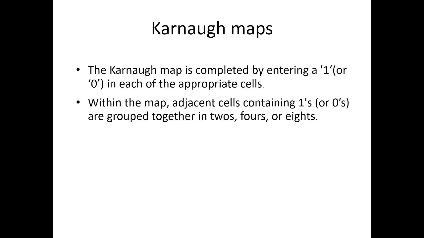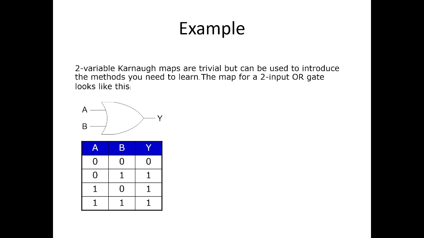The Karnaugh map is completed by entering a 1 in each of the appropriate cells. Within the map, the adjacent cells containing 1s are grouped together in 2s, 4s or 8s. When we are grouping the adjacent 1s, 2 cells are called a pair, 4 adjacent cells are a quad, and 8 adjacent cells are an octet. We can map pair, quad and octet.